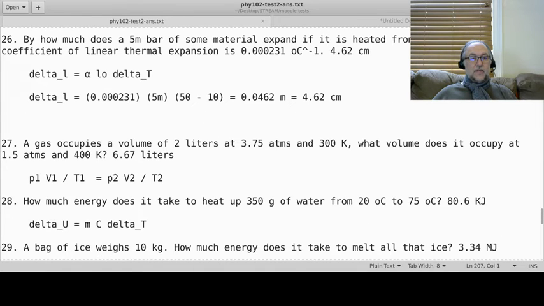So question 27 is ideal gas law. And here I have a gas which occupies 2 liters at 3.75 atmospheres and 300 Kelvin.